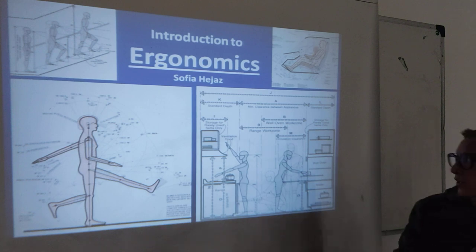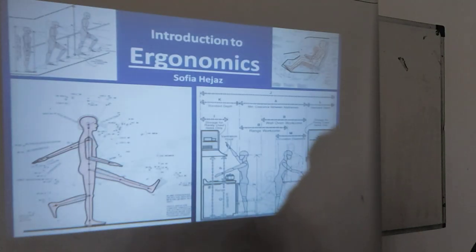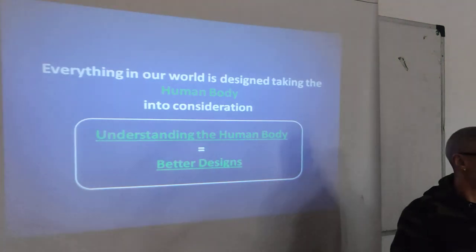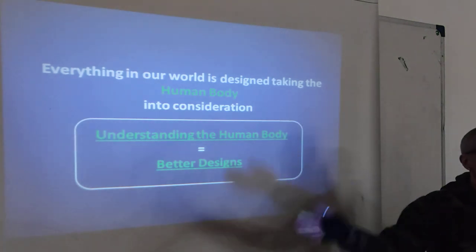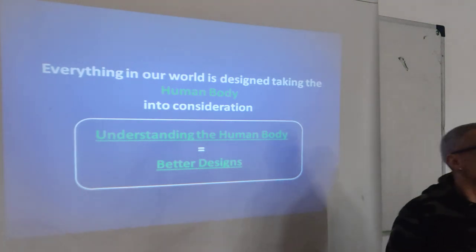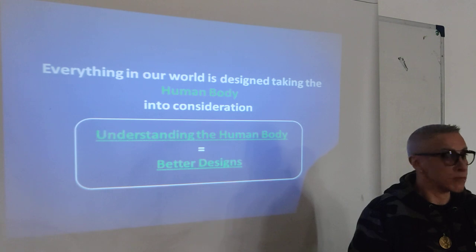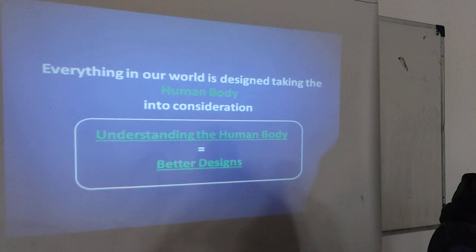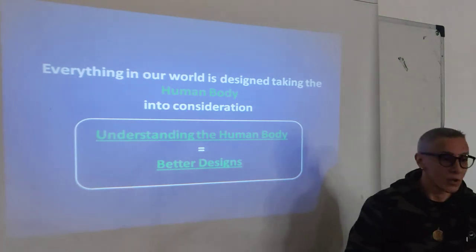So today is the first lecture of our class, Ergonomics. Now, we need to first define what is ergonomics. And if you look around in our world, all the objects that you see are what? Designed for human use. Everything you see around you, this table, this chair, this cup, this pen, everything is designed for whom? For human use, for the human.